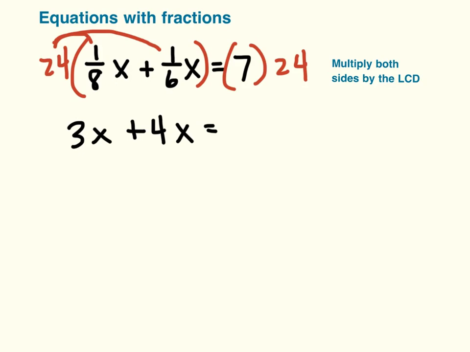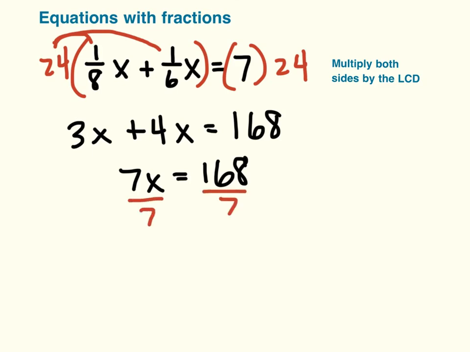And then 7 times 24, well, you might have to calculate that. That's 168. So now I combine like terms. 3x plus 4x is 7x equals 168. And look, we just saw that 7 times 24 is 168. So 168 divided by 7, well, that's just going to give us back that 24.